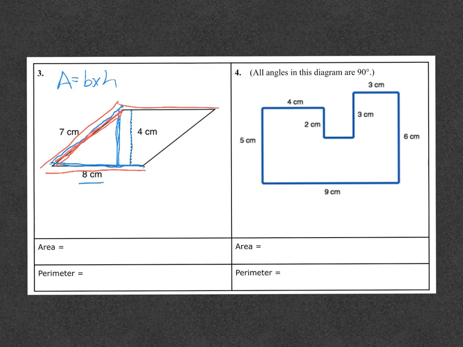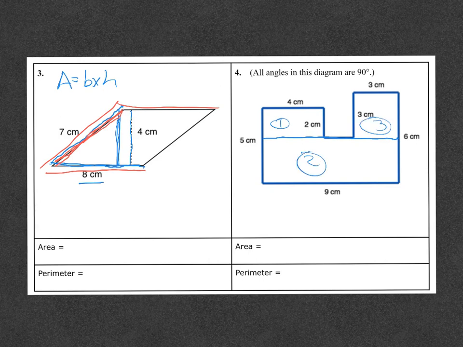Now 4, remember we talked about this, you need to break it up into shapes to find the area. There's a couple ways you could do this. You could break it up like this and find the area of this rectangle, and this rectangle. Or you could do it like this and find the area of this rectangle, and this rectangle.